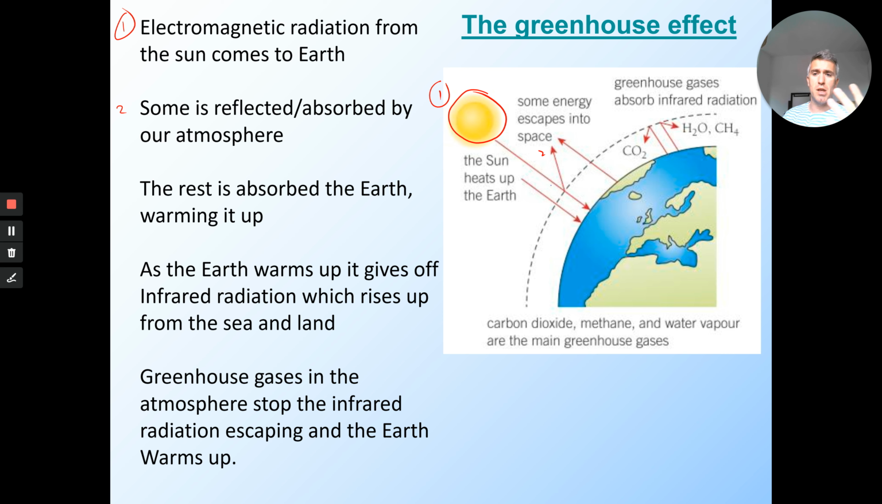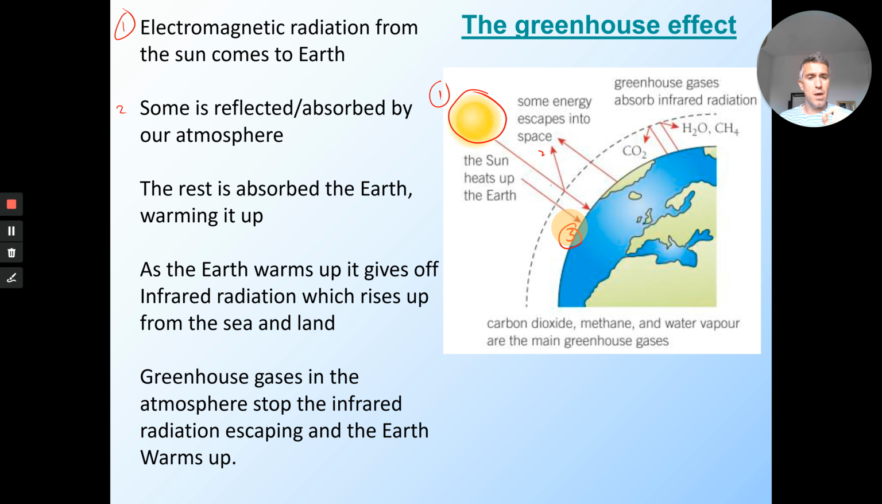Point 2: some is reflected by the atmosphere and things in the atmosphere. Some is reflected by the Earth's magnetic field. So some just bounces away, never makes it through. That's fortunate. Some of that stuff is dangerous, and if it did come through, it would kill us. Some comes into Earth and is absorbed. So the light comes in and it hits the Earth, and that causes the Earth to warm up.